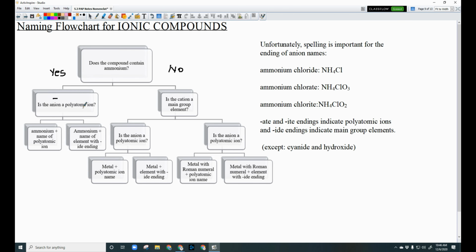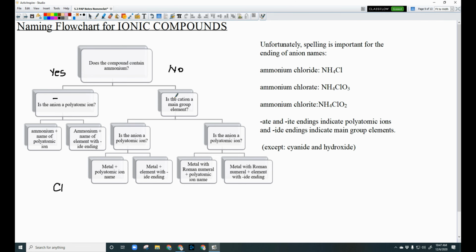It is ammonium. So look at the anion. Is the anion a polyatomic ion? If it's yes, it's the ammonium plus the name of the polyatomic ion, like ammonium phosphate. If the answer is no, it's ammonium plus the element. Since it's the second element, change the ending to "ide." So if it was Cl, that's chlorine, so it would be chloride, ammonium chloride. So simple.